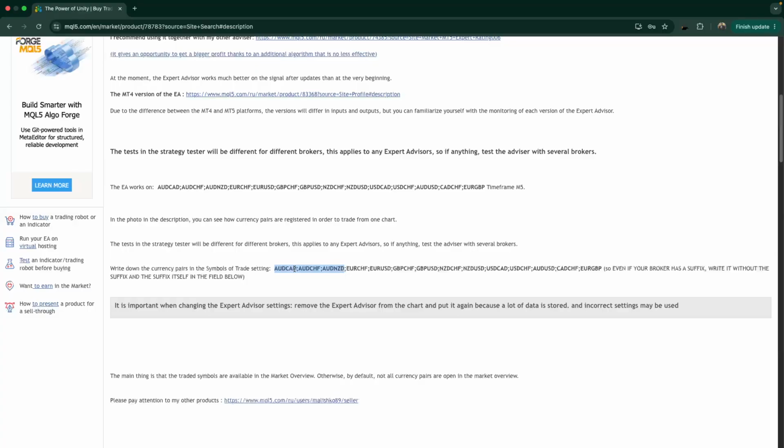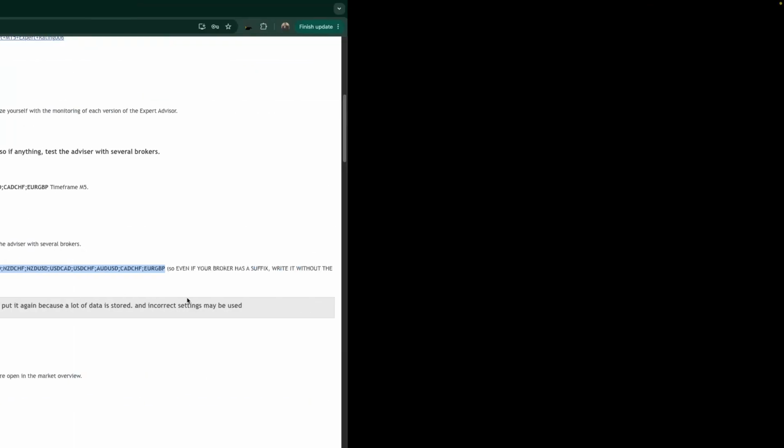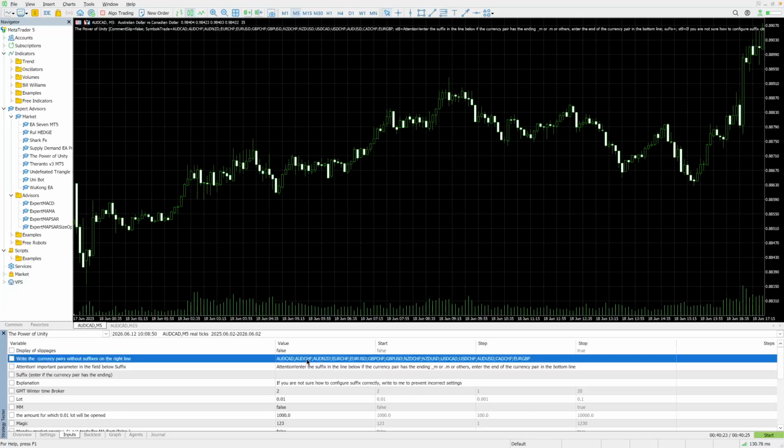If you do not paste these pairs in the designated area, let me show you. If you do not paste those pairs here, the EA will not work for you. So you have to paste it here just as they've recommended for it to work for you.